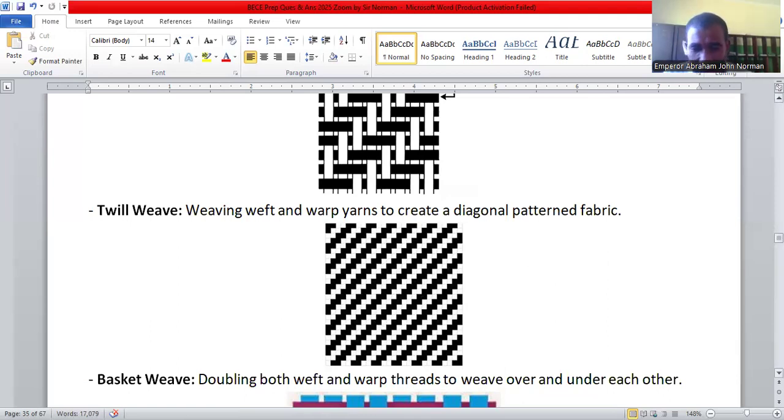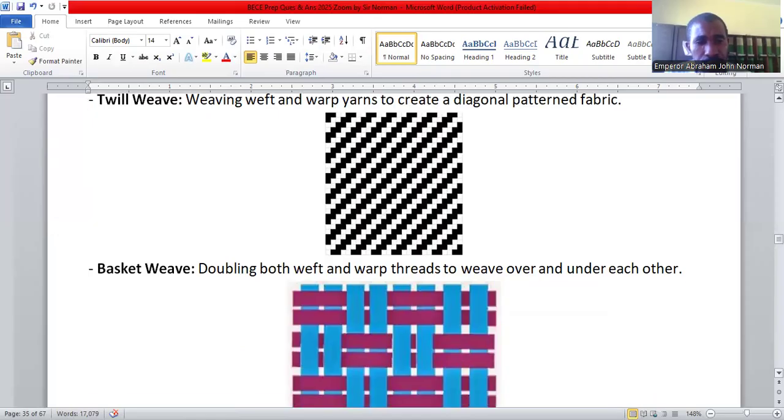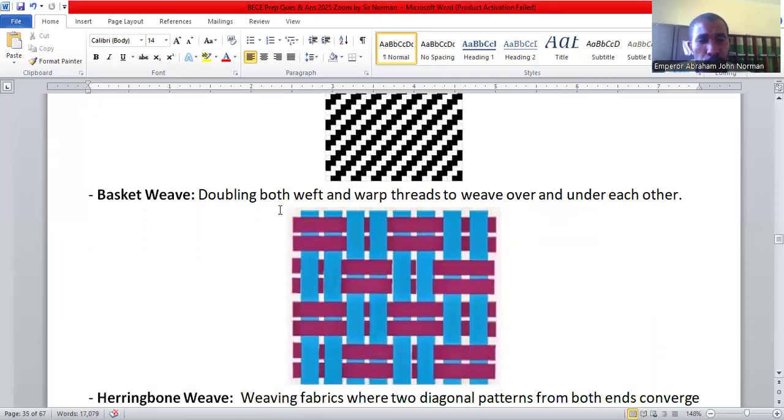Then we have another technique we call basket weave. It's a technique of doubling both weft and warp yarns or threads to weave over and under each other. So look at this one. The warp yarns are 2 blue warp yarns, 2 blue. Then look at the weft yarns, 2 purple over and under, over and under. So we double the weft and warp yarns to weave over and under each other.